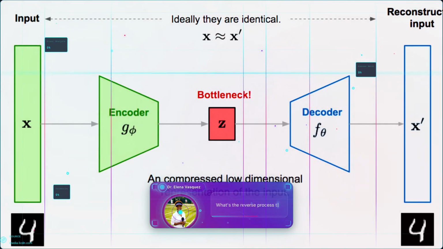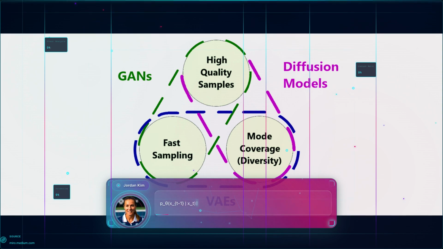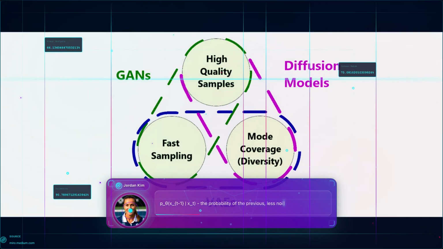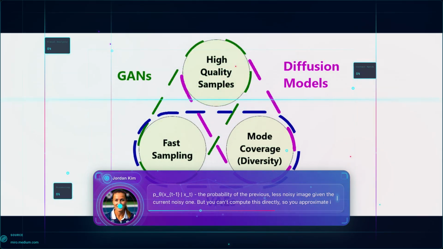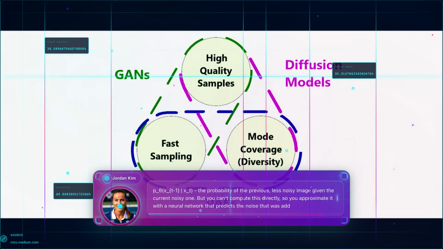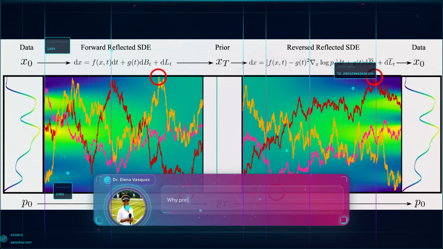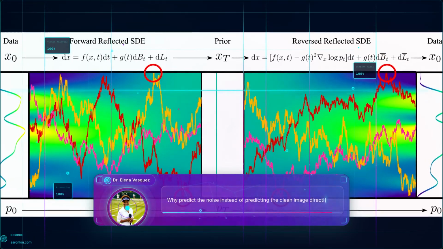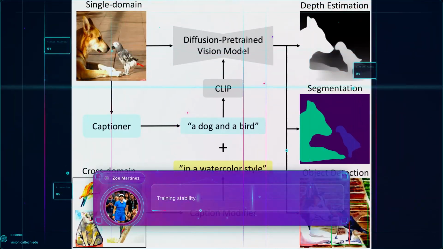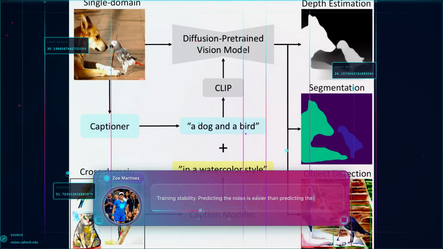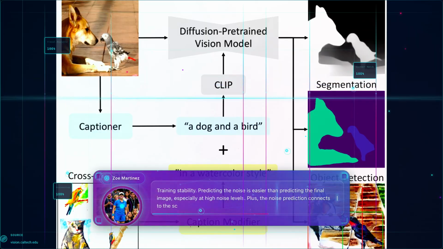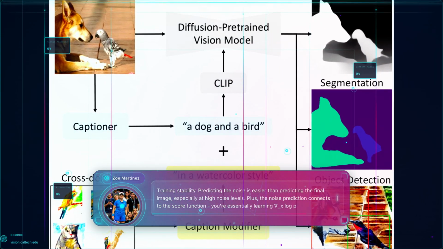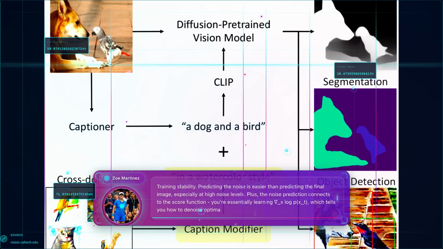What's the reverse process trying to learn? p_θ(x_{t-1} | x_t), the probability of the previous, less noisy image given the current noisy one. But you can't compute this directly, so you approximate it with a neural network that predicts the noise that was added, then subtract it. Why predict the noise instead of predicting the clean image directly? Training stability. Predicting the noise is easier than predicting the final image, especially at high noise levels. Plus, the noise prediction connects to the score function. You're essentially learning ∇ log p(x_t), which tells you how to denoise optimally.